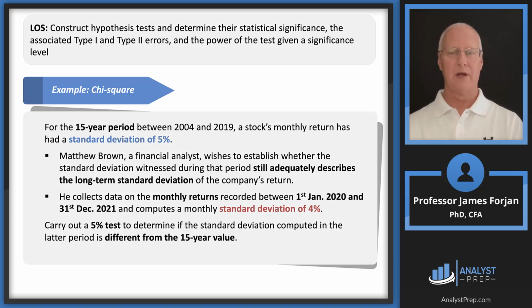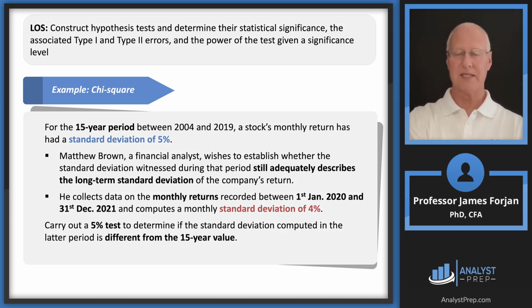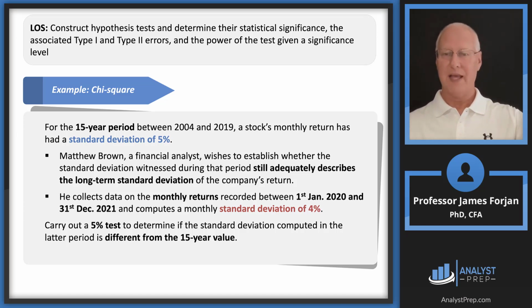A 15-year period, monthly return, standard deviation of 15%. So we've got this financial analyst who wants to know whether or not that holds going forward. The monthly standard deviation between January of 2020 and December of 2021 is 4.5%. So we're asking really the same question: is 4.5% the same as 4%? Well, mathematically, it is a difference, but statistically, we need to figure this out.